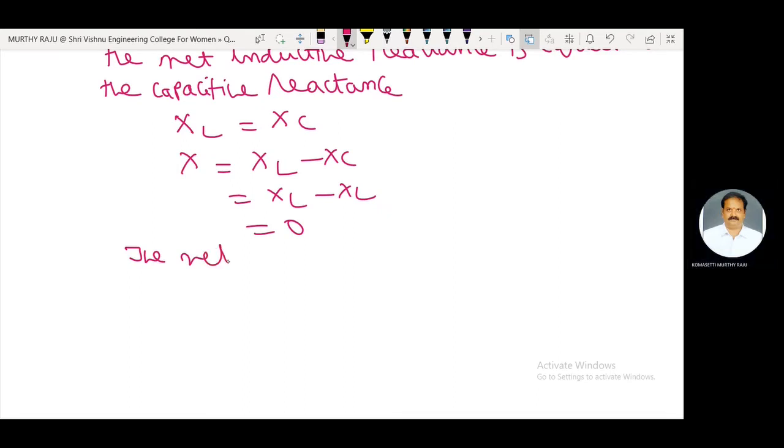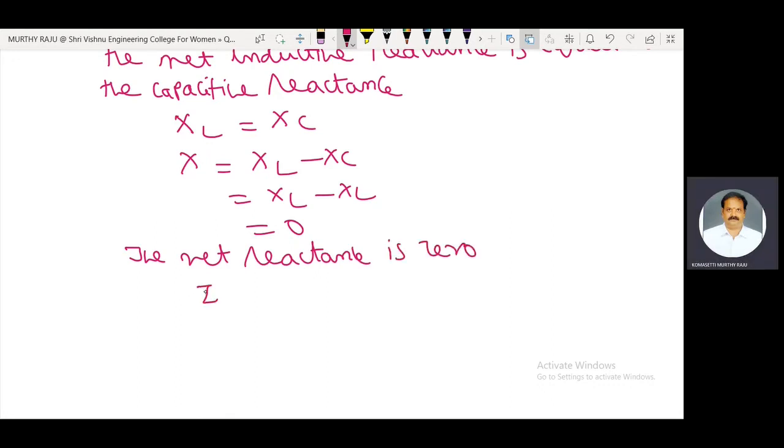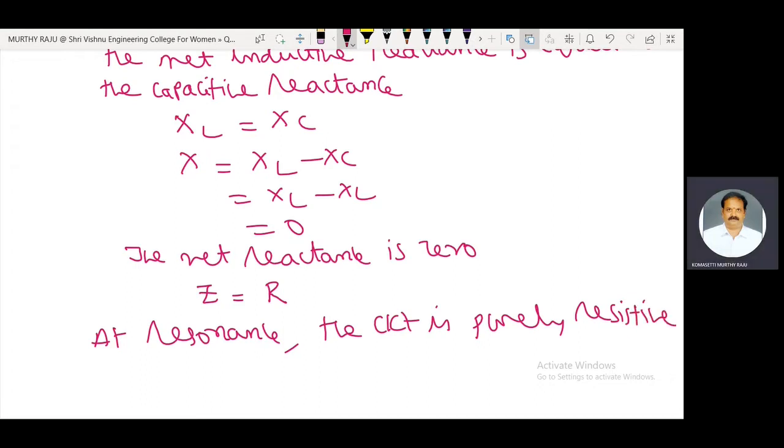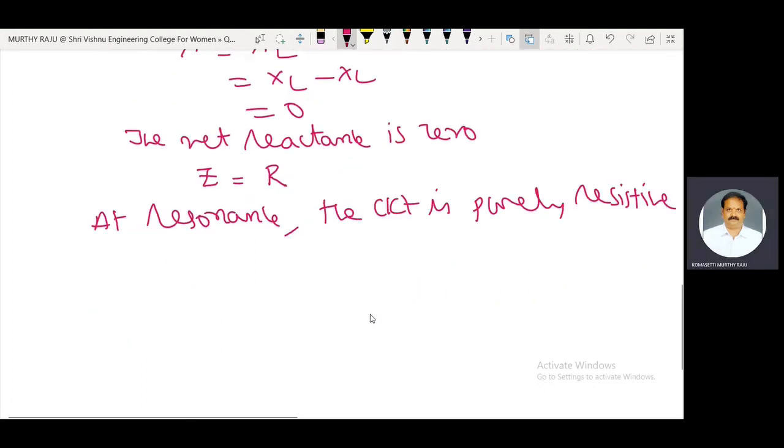The net reactance is zero. Therefore, the total impedance of that circuit is purely resistive, Z is equal to R. At resonance the circuit is purely resistive, meaning the applied voltage and current are in phase with each other. The resonance condition has been met.